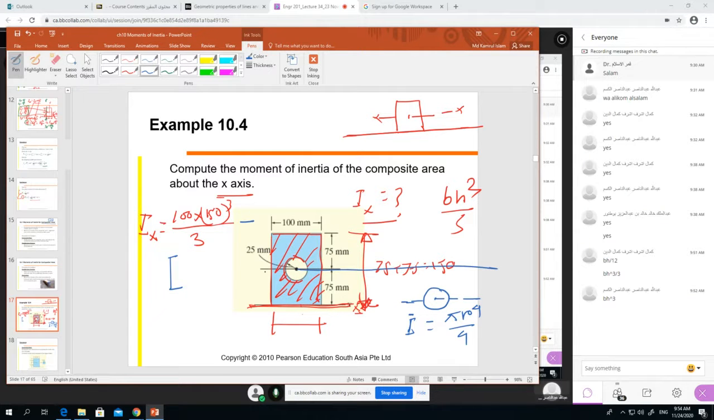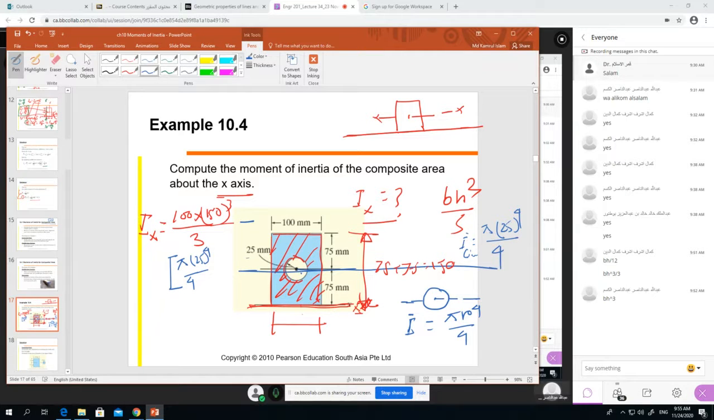With respect to this line, I for the circle equals pi R to the power 4 by 4. How much is R there? I can see R is 25. So 25 millimeter to the power 4 divided by 4. So I write down pi, 25 to the power 4 divided by 4.